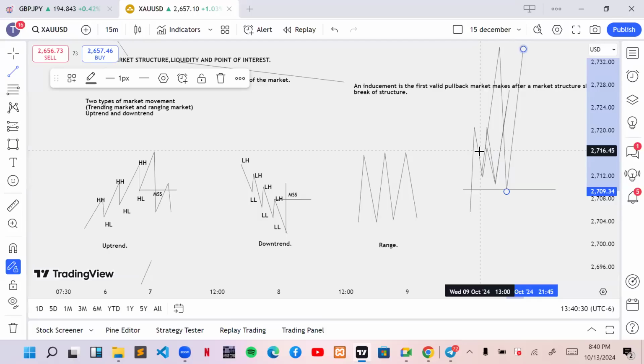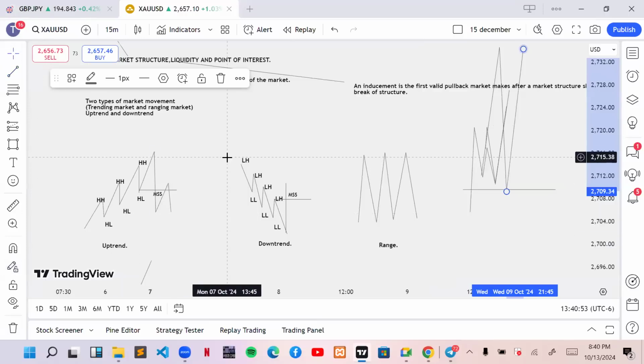But for me, the one I look out for gives me a strong insight that the people that broke this to the buying side, the buyers, are actually very strong, because they were able to push this market up after the first pullback. So that is what a valid inducement is: a pullback. The first valid pullback market makes after a break of structure or a market structure shift.